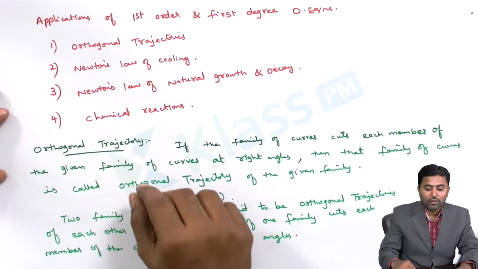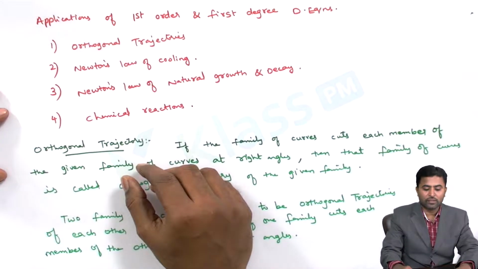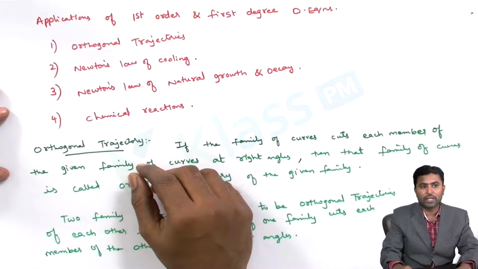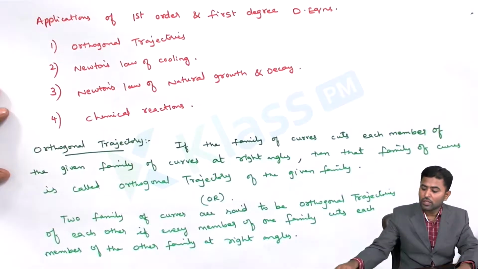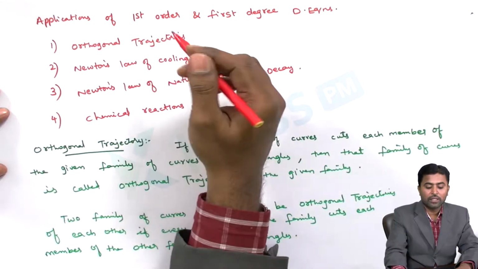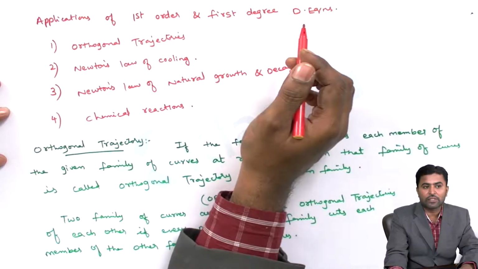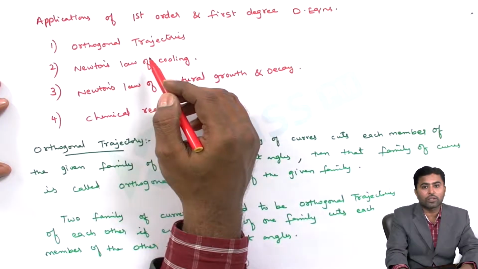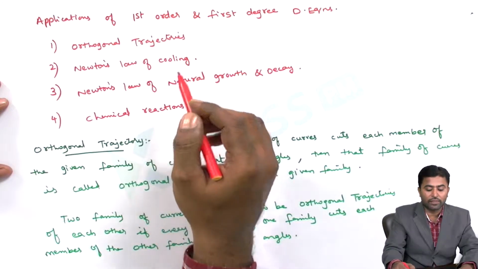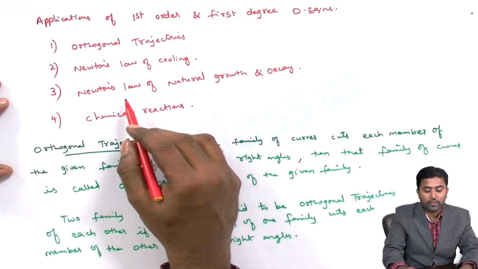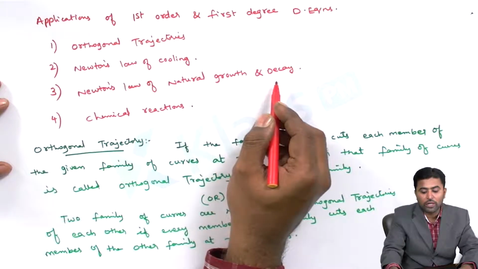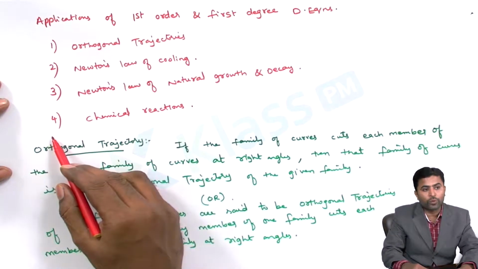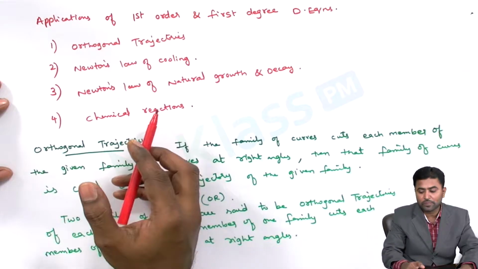Yes, we have completed the concepts of how to solve the differential equations as well as the special differential equations. So now we start the applications of first order and first degree differential equations. Among them, we have the first one as orthogonal trajectories, the second one is Newton's law of cooling, the third one is Newton's law of natural growth and decay, and the fourth one is chemical reactions.